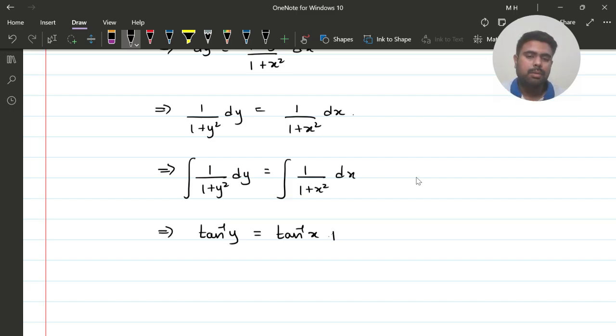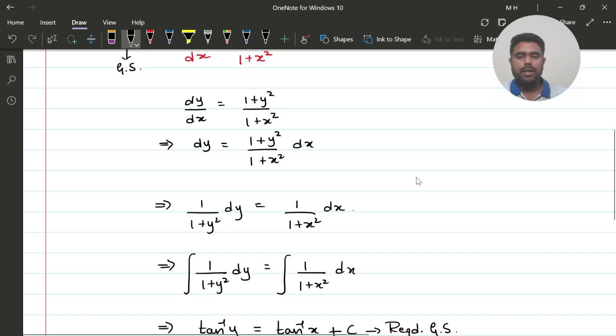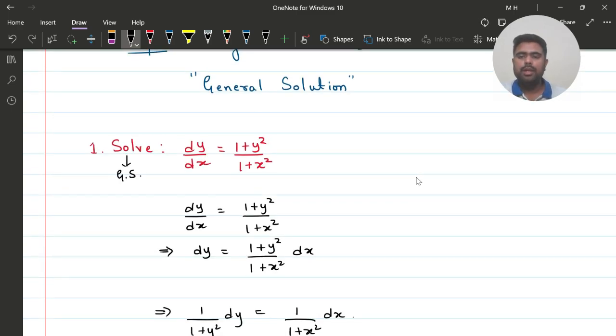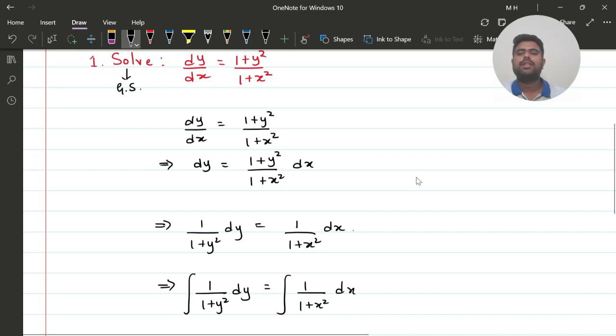You can just write one arbitrary constant for one integration, that is C. So therefore, this is the required general solution. Okay, so this is how you will integrate it. Fine. So we'll take up one more example on general solution, and then we will go to the particular solution. So let's go to the next example.